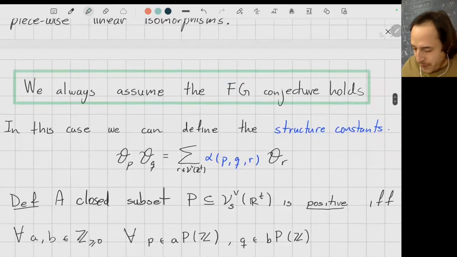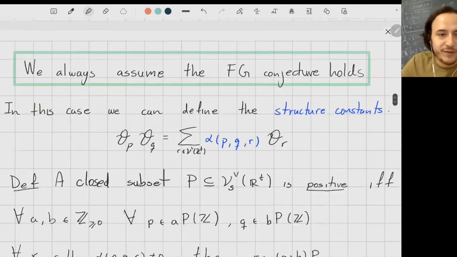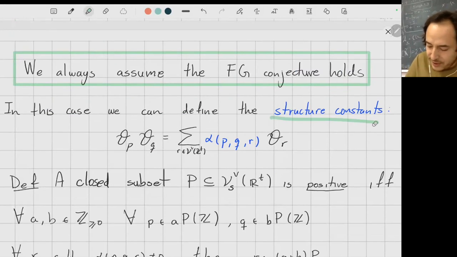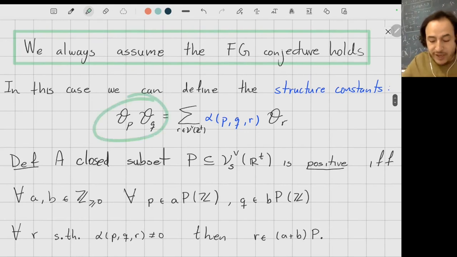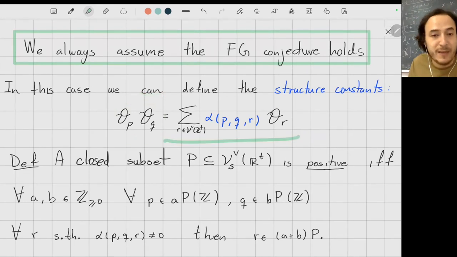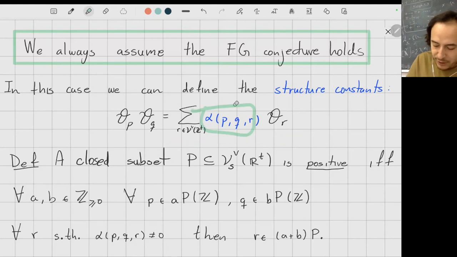Okay, so I want to start talking about polytopal objects, so on and so forth. For this, I will need to talk about structure constants. So this set of functions has structure constants. In this case, where the Fock-Goncharov conjecture holds, if I take the product of two global functions, I obtain a global function. And since the set of functions is a basis of the ring of global functions, this regular function should be described as a linear combination of the elements of the basis. So this gives rise to this multiplicative constant. This is just the scalar appearing in this product. Just the structure constants of the set of bases.